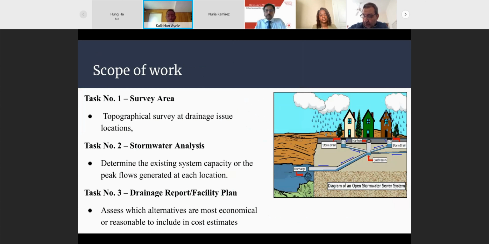In the scope of work, we survey the area, which is a topographic survey at the drainage issue location. We do the storm sewer analysis, determining the existing system capacity, and the drainage report, which assesses which alternatives are the most economical. Next slide, please.